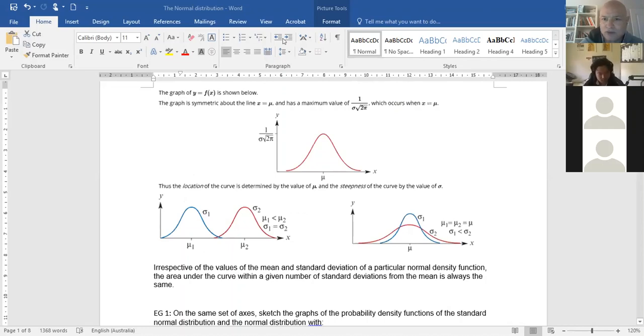I think there's one question in the book which asks you for the graph. By the way, remind me to do that other question for you.